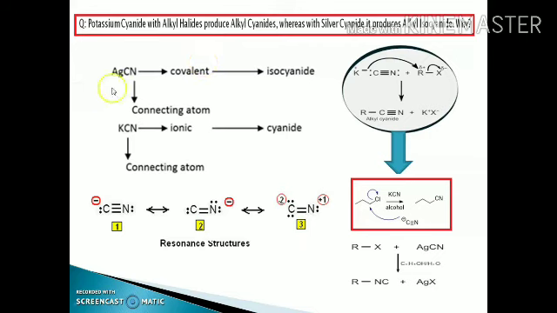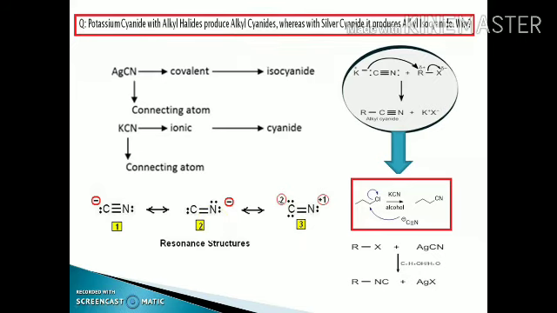The reason is that AgCN is a covalent compound, and KCN is an ionic compound. Let us see the resonance structures of the cyanide. If you see the resonance structure of the cyanide ion, due to the resonance, the negative sign can be moved from the carbon to the nitrogen. It means carbon negative also acts as a nucleophile, and nitrogen negative also acts as a nucleophile.